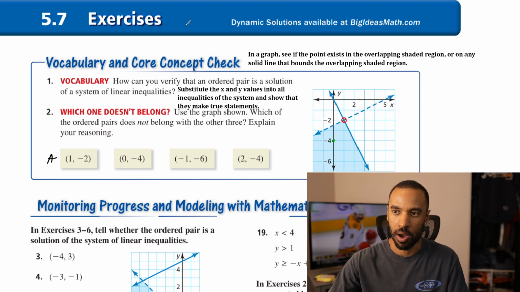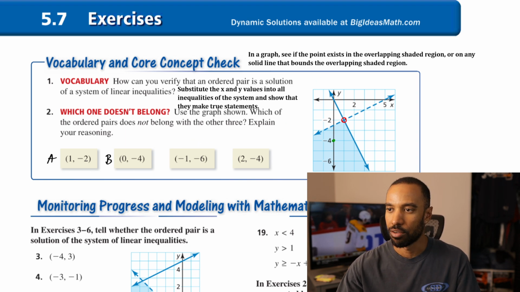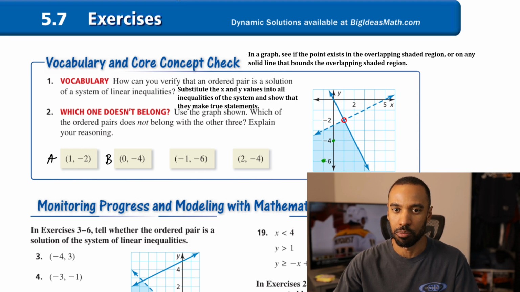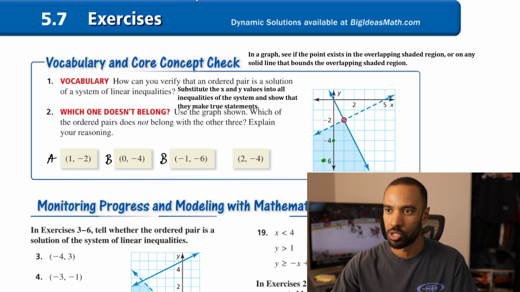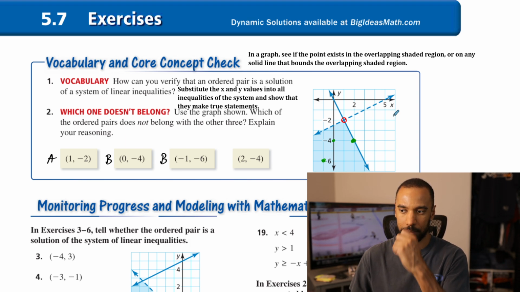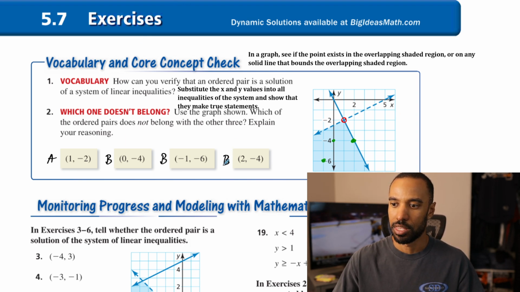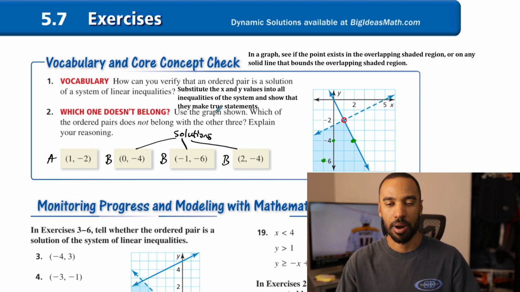That one's good, so I'll make that different. I'm assuming that's what we're differentiating between. -1, -6 also appears to be a solution here. So I'm guessing we're going to see a few B's. So that's a B. And then 2, -4 must be a solution because otherwise one would be different. Yeah, this is on the solid line that bounds the overlapping shaded region. So 2, -4 is also considered a B. These are solutions to the system, whereas A is not.